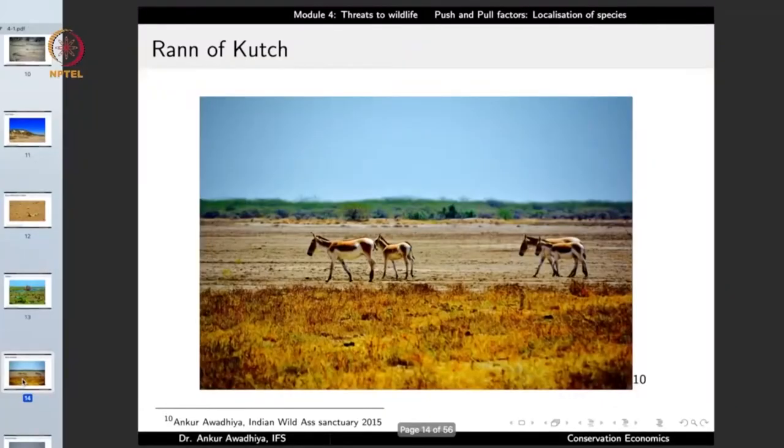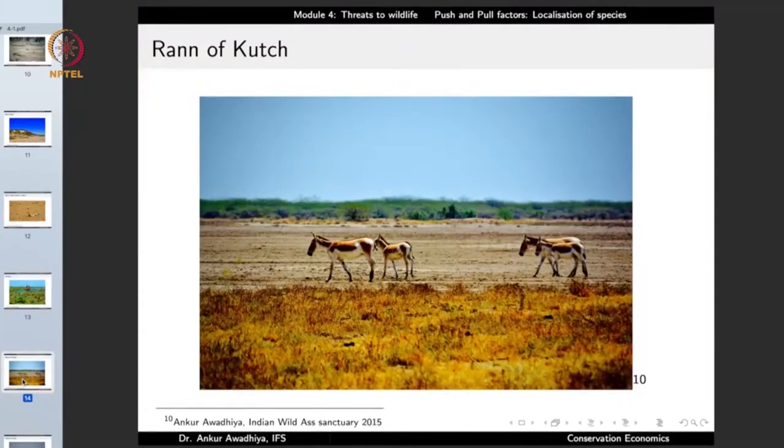Now, whenever we find a gradient, then typically we also find a large biodiversity, because these areas can support those species that live in fresh water. They also support those species that live in salty water, and they also support those species that live in salinity conditions that are between fresh water and salty water. So these are estuaries.